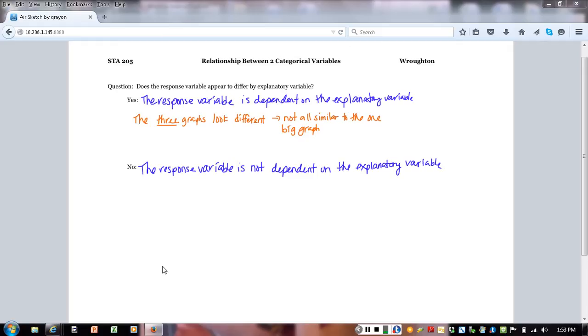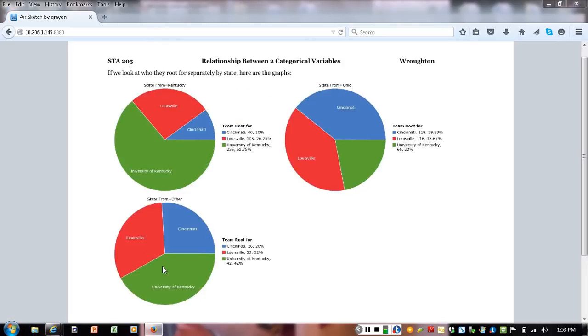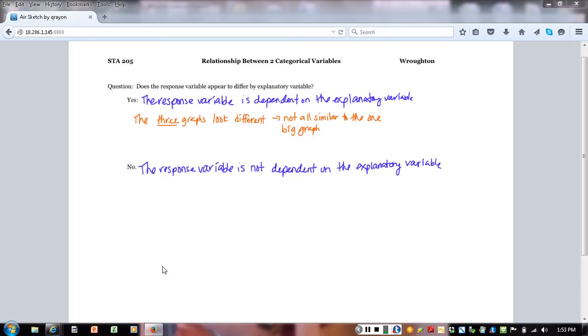Now going back to look at the pictures, let me explain what I mean here. So this is the one big graph I was talking about. So if there is a relationship, if I compare this graph to these three individual graphs, they're not all going to look like that initial graph. However, if there's not that relationship, the one is not dependent on each other, the three graphs will look similar, and all similar to the one big graph.